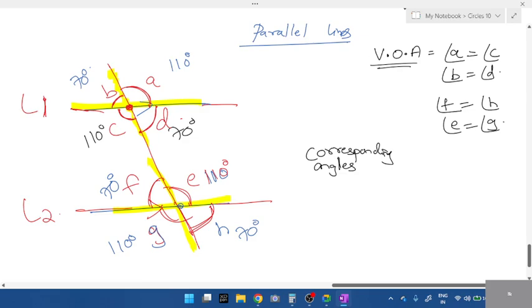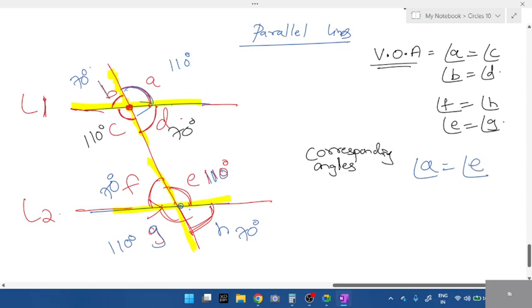Fine, I'll teach. Corresponding angle is compare the first line with the second line. Tell me the same angle, same position. Angle A is in the same position to which one? E. The values are also same, 110 and 110? Yes. Angle A is equal to angle E.